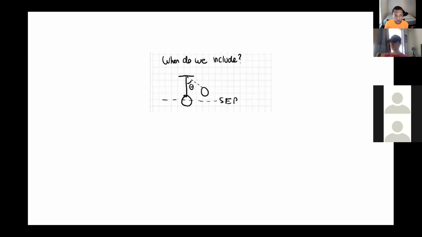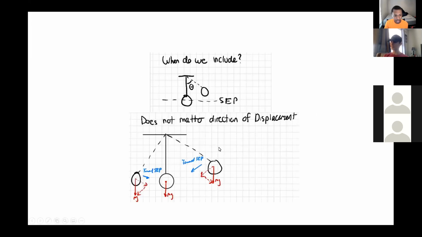But now if we look at a case where we can't ignore it, we have pendulums. And why is that? Because the gravity will always bring the pendulum back to static equilibrium position. It doesn't matter how you displace it. If you move it from equilibrium, there is some force of gravity that is pulling it back towards equilibrium.